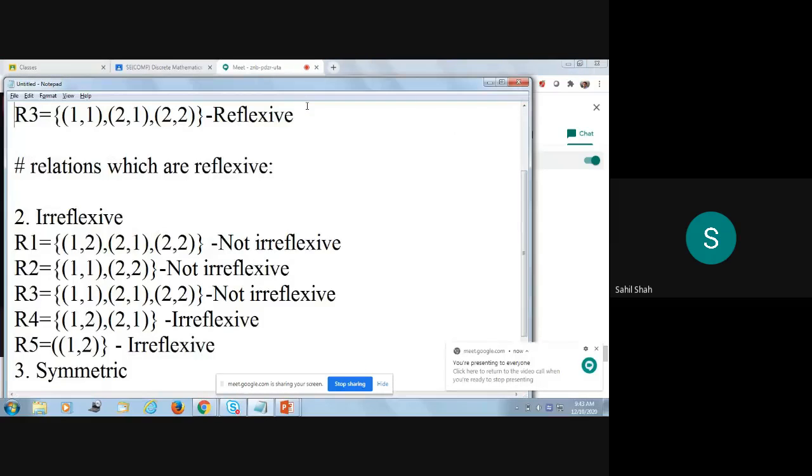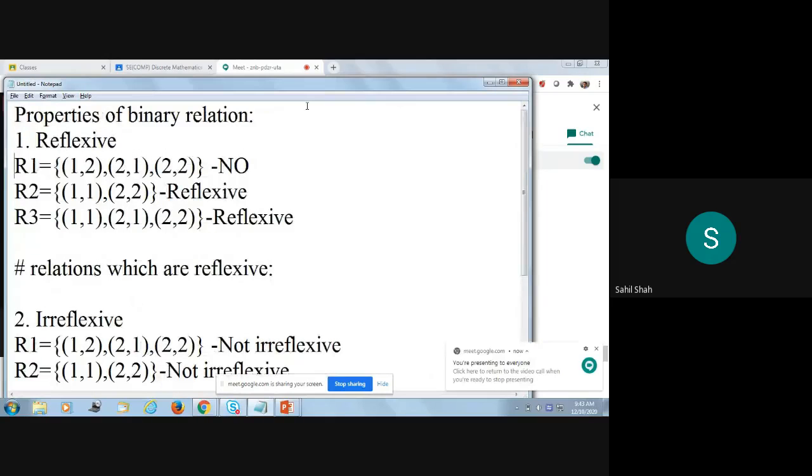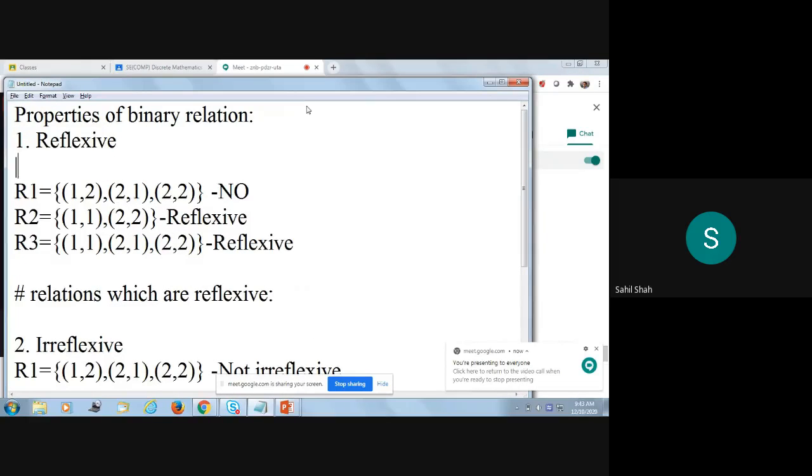You can take this as an example case study wherein we have a set A with the elements 1, 2. I already told you the number of binary relations possible on this A will be 2 to the power 4, which comes out to be 16. Out of these 16, how many can be reflexive? That is the question.